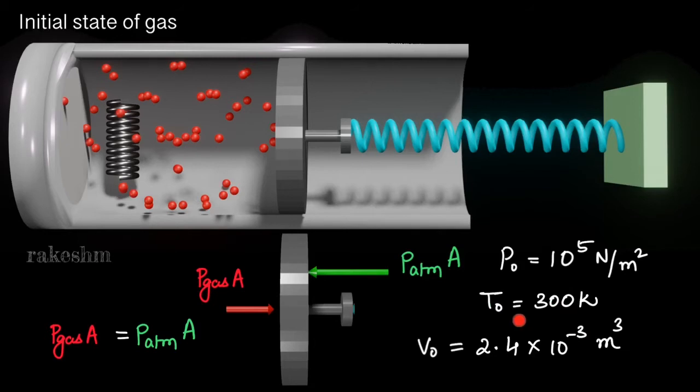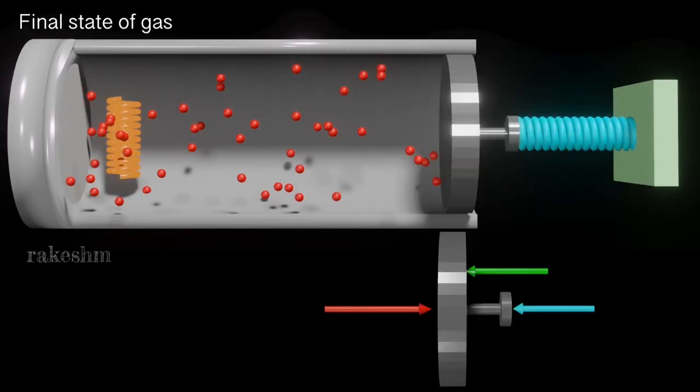He has given T naught equals 300 Kelvin and V naught equals 2.4 into 10 power minus 3 meter cube. Using these thermodynamic variables, we can calculate the number of moles of the gas. Let's next look at the final state of the gas.